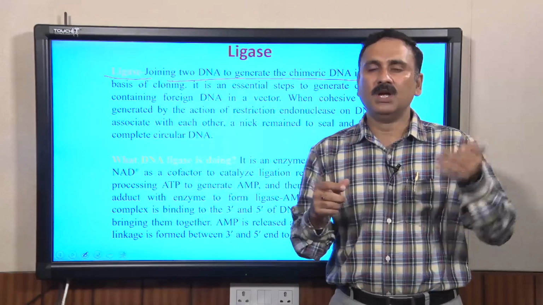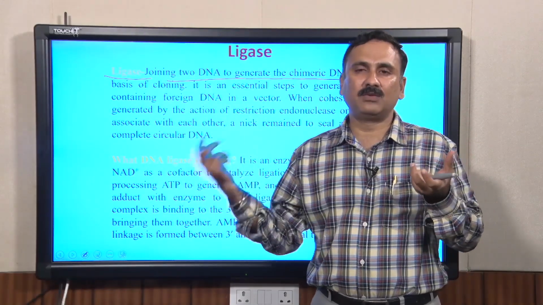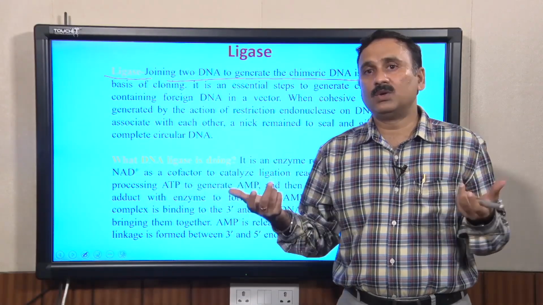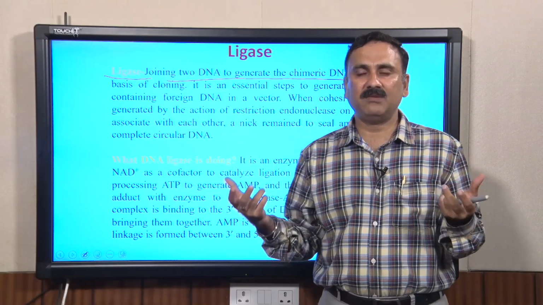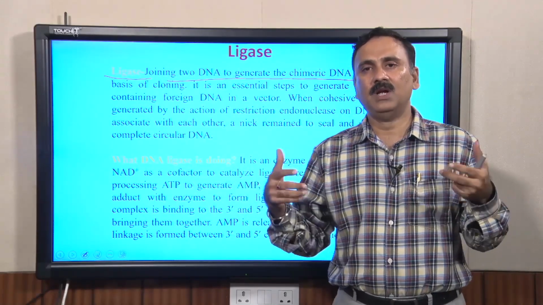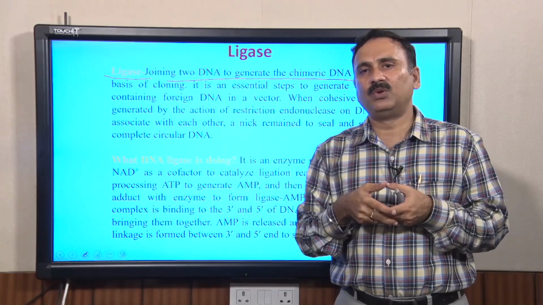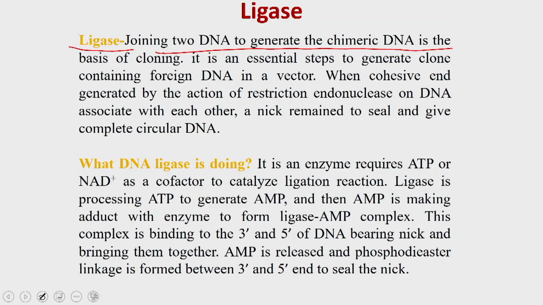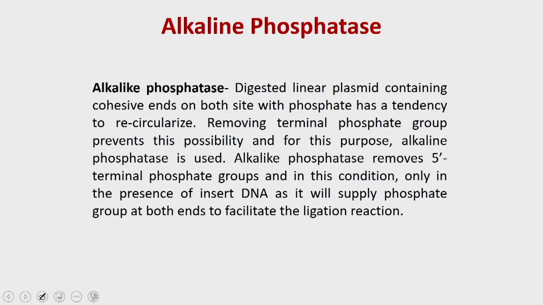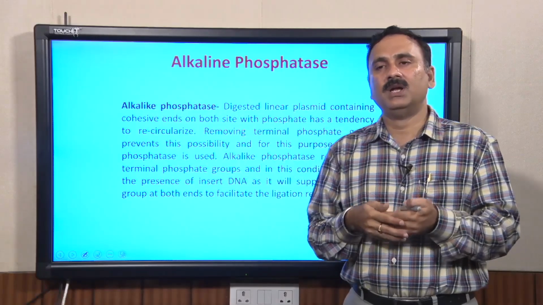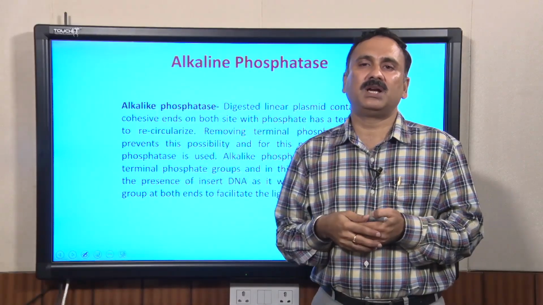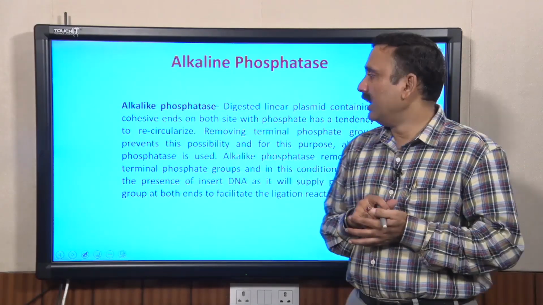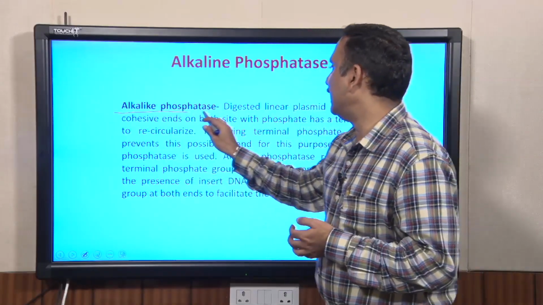So, you cut the gene fragment which you have isolated from the genome, you cut the vector, and you cut them with the same set of restriction enzymes, so that they have a similar set of cohesive ends, and that is how you put them into a ligation reaction. We have also discussed how to set up the ligation reactions, at what temperature you should incubate them, and what precautions you should take while doing the ligation reactions. And then we have also discussed the alkaline phosphatase.